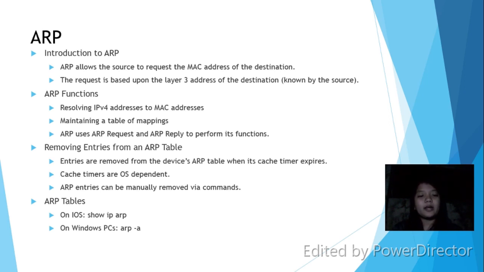Then, removing entries from an ARP table. Entries are removed from the device ARP table when its cache timer expires. When the timer expires, it will remove the entries from the device's ARP table. Cache timers are OS dependent. ARP entries can be manually removed via commands. To view ARP tables on IOS, use show ip arp. On a Windows PC, use arp -a.